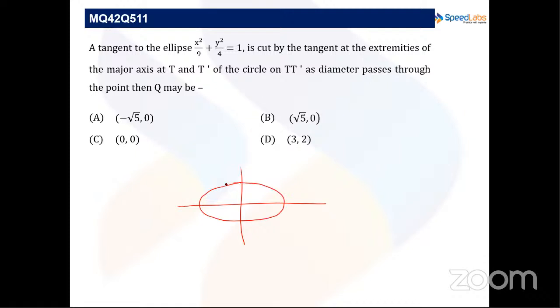So we are having this ellipse here, a is greater than b, so our major axis is x-axis and minor axis is y-axis. It is given that the tangent to the ellipse is cut by the tangent at the extremities. So at extremities, the equation of tangent will be x equals to 3 and x equals to minus 3. At these 2 points, let's say we are having this tangent. So the 2 points are T and T dash. Now we are having a circle with T T dash as a diameter.